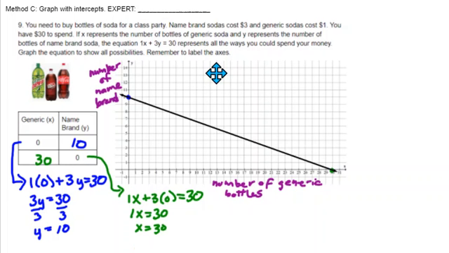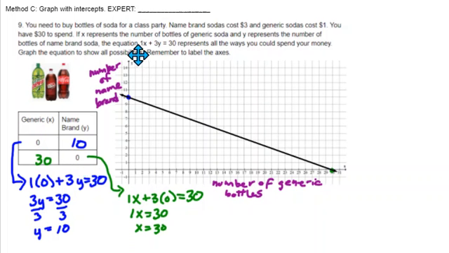So I'm going to start by labeling my axes so I don't forget. It says X represents the number of generic soda. So that means over here on the x-axis, I need to write number of generic soda. And then it says Y represents the number of name brand soda. So on the y-axis, I want to label number of name brand soda. Then what you do is you look at your table. It's given you 0 here and 0 here, and you want to do those one at a time.